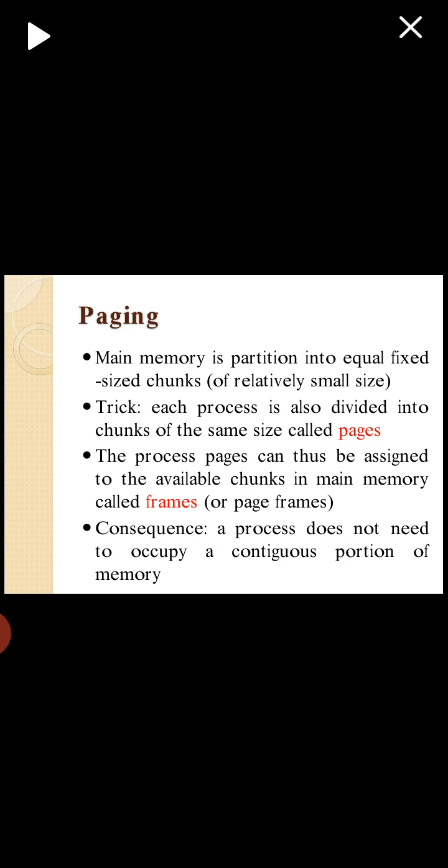So now we will see paging. In paging, main memory is partitioned into equal fixed-size chunks, known as frames. Each process is also divided into chunks of the same size called pages. The process pages can then be assigned to the available chunks in main memory, called frames. So a process does not need to occupy a contiguous portion of memory.